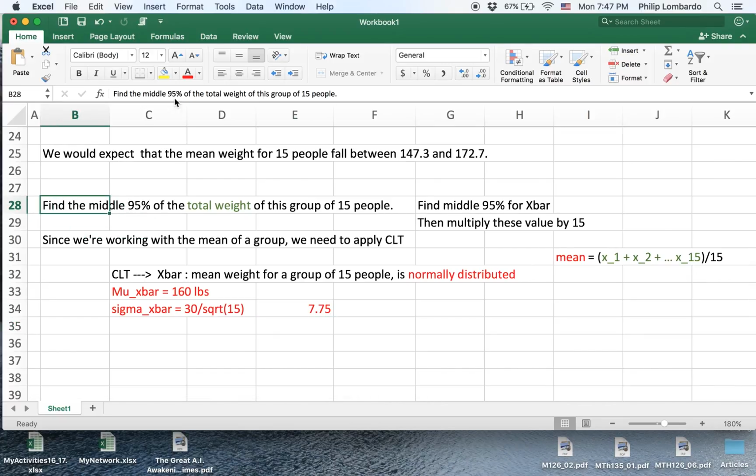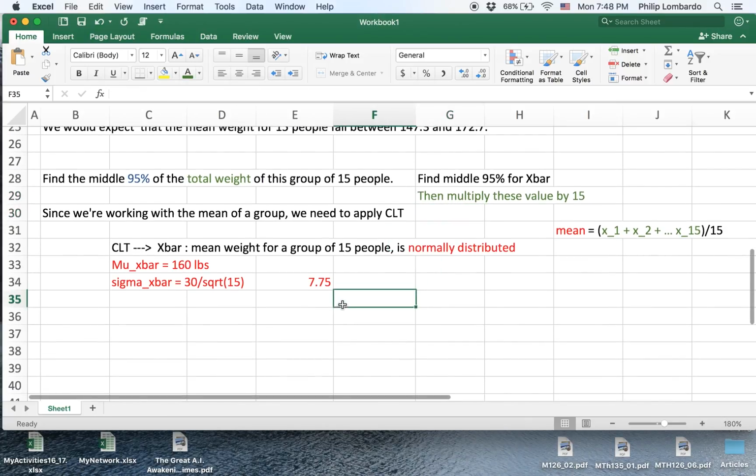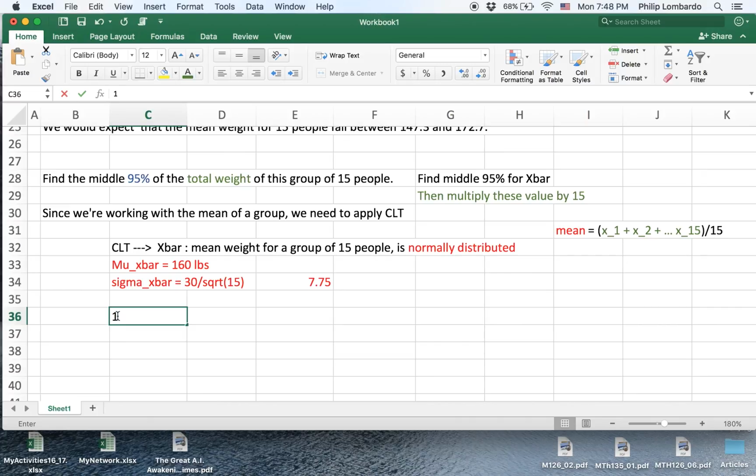What has changed is, first of all, how much of the middle we're considering. We're now considering 95% of that middle range. And we want a total weight, so eventually at the end, to get that total weight, we're going to do this step where we multiply everything by 15. Okay, so let's first start out by finding the middle 95% for X bar, for the sampling mean.